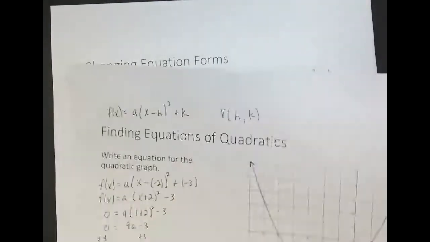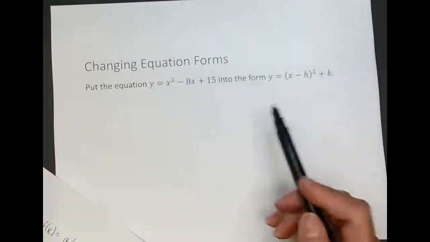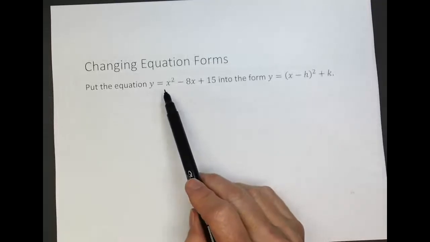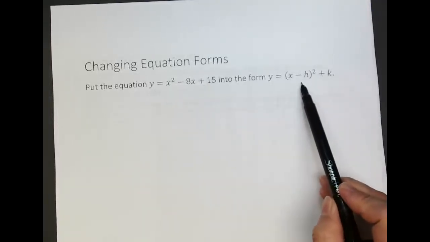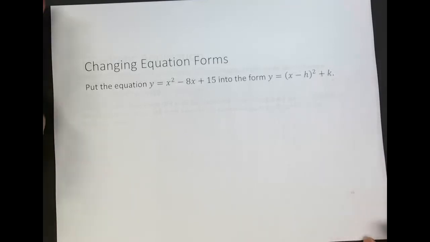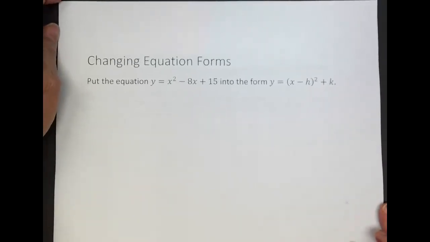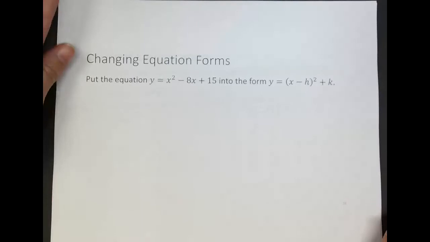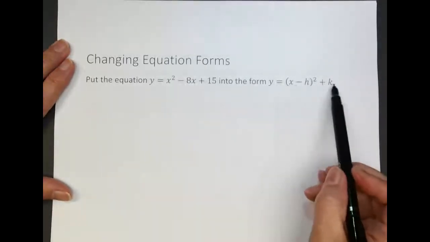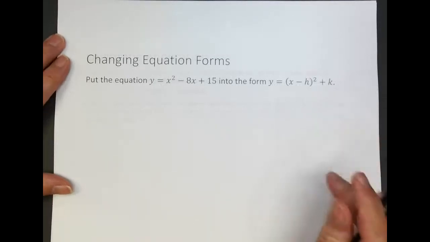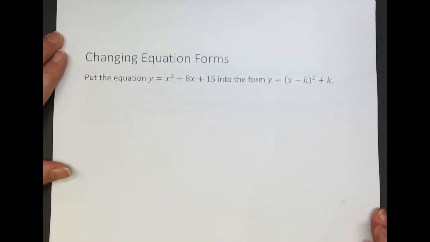All right, so what if I have a quadratic equation in standard form, but I need it to be in vertex form? Can I do that? Can I change between forms? Yes, I can, right? To change this quadratic form over to the vertex form, what I need to do is something called completing the square, right? Completing the square. So how would I do that?